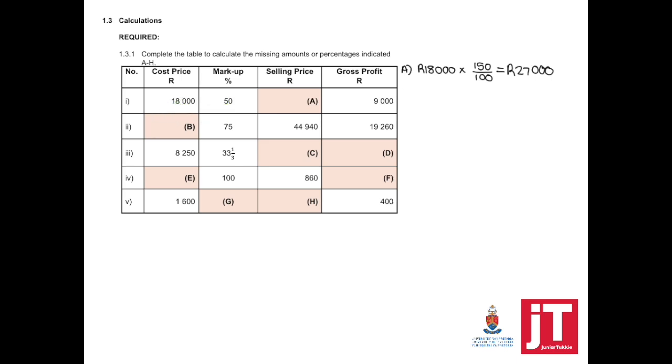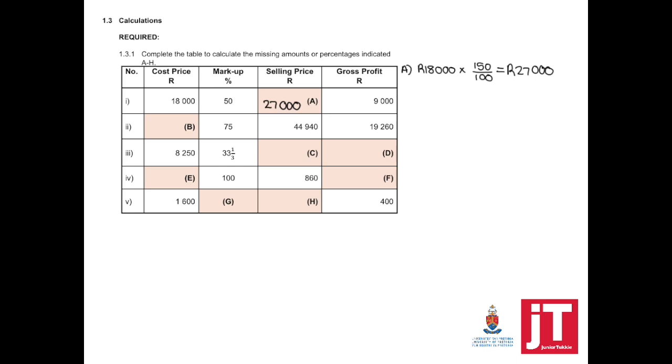And this is now important to understand: how to calculate the selling price when the cost is given, and how to calculate the cost if the selling price is given. To calculate the selling price, we have to take the cost times 100 plus the markup percentage, divided by 100. So 100 plus 50 equals 150. My selling price is 27,000.